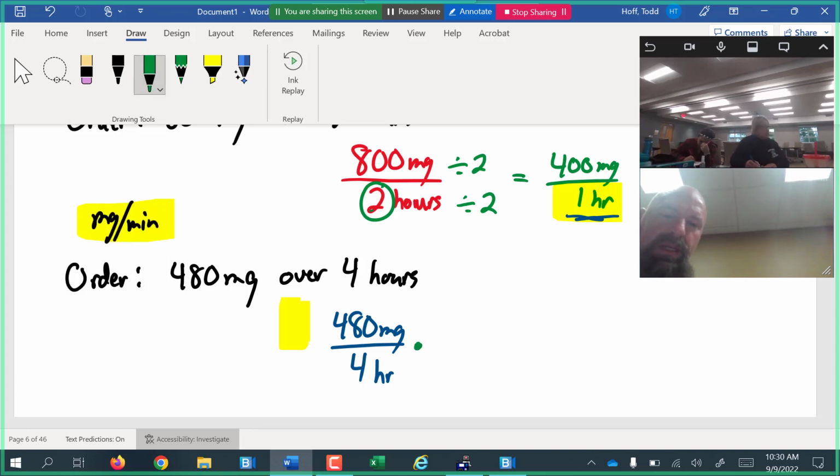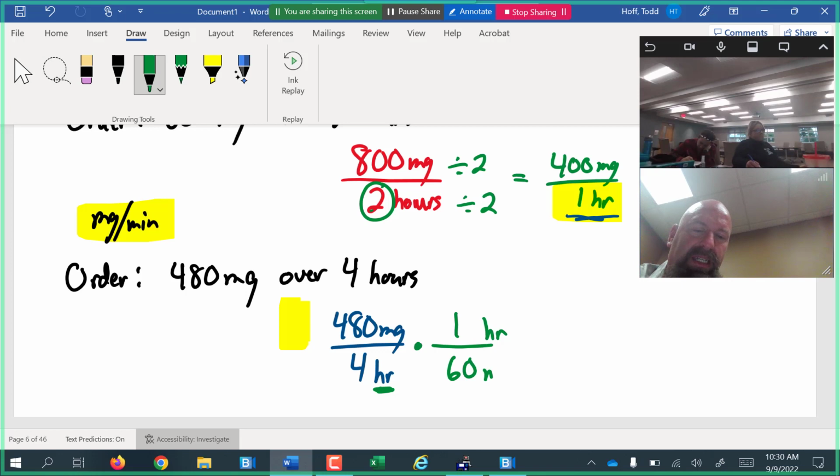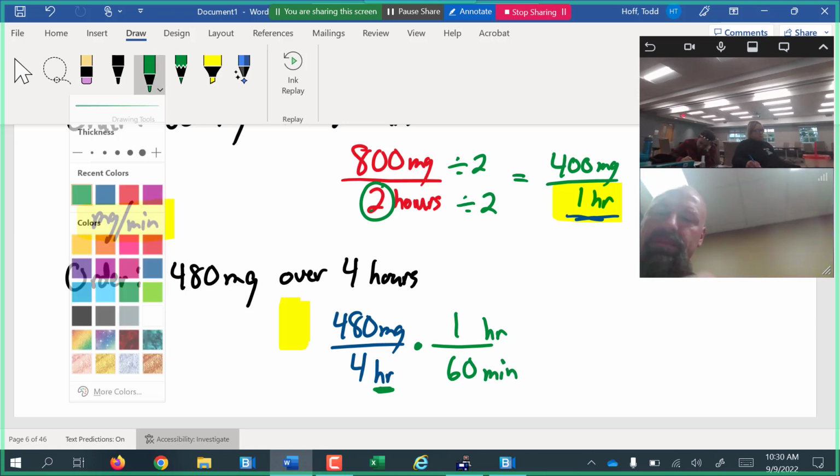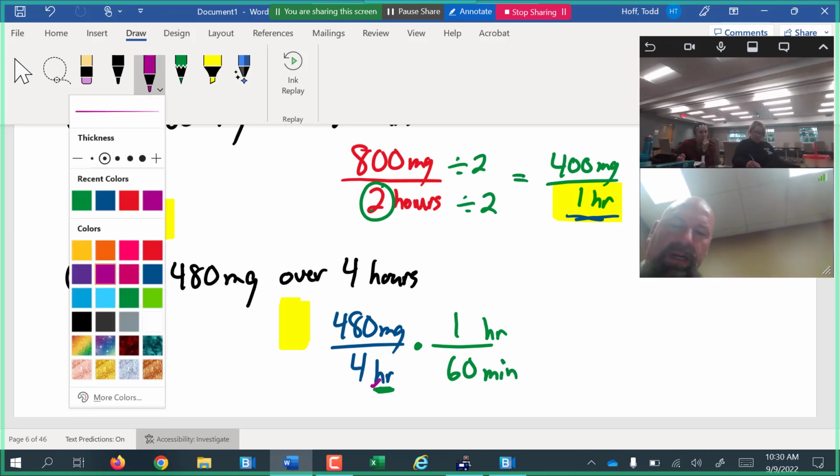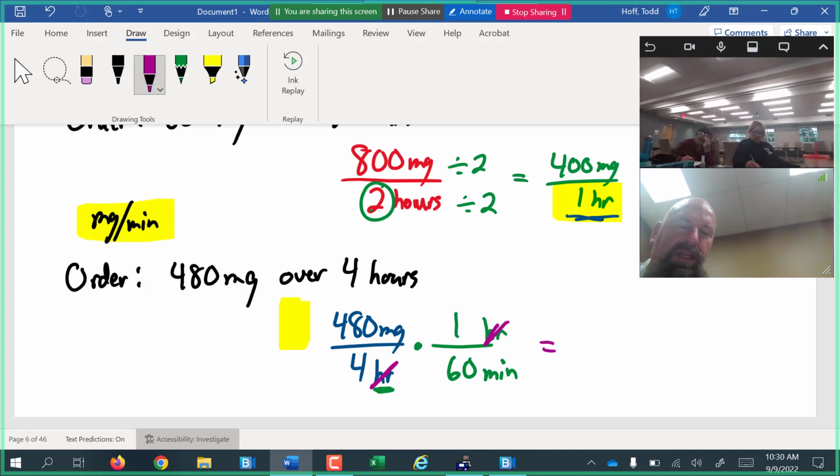Now, this is the first example we see where the unit we're getting rid of starts out on bottom. So to get rid of hours, since it's on bottom, we're going to put hours on top. 1 hour is 60 minutes. So now the hours cancel out. On top, we have 480 milligrams times 1 is 480 milligrams. On bottom, we have 4 times 60 minutes. That's 240 minutes.